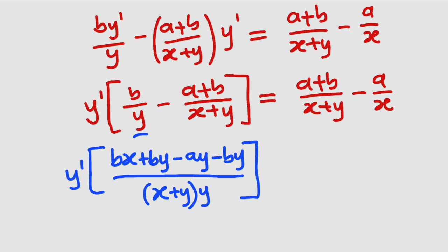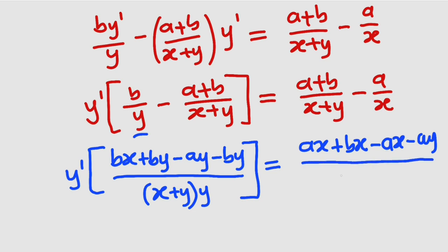Then you move to the other side, you do the same thing. We have x multiplied by a plus b. We have ax plus bx, right? Then you subtract a multiplied by this. Every sign will change. Minus ax, then minus ay. Divide by the product of x plus y and x. X plus y multiplied by x.